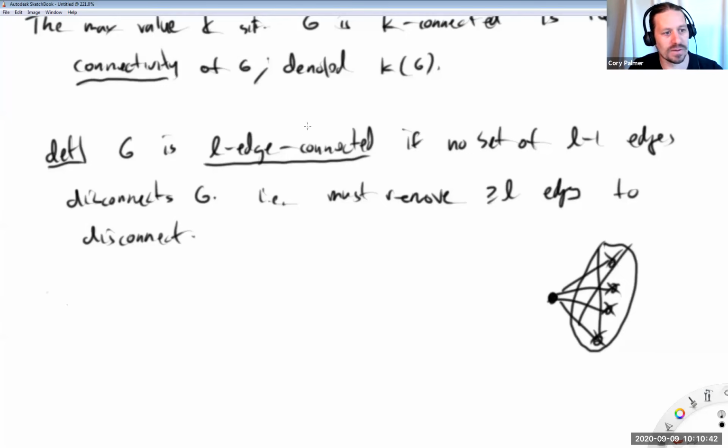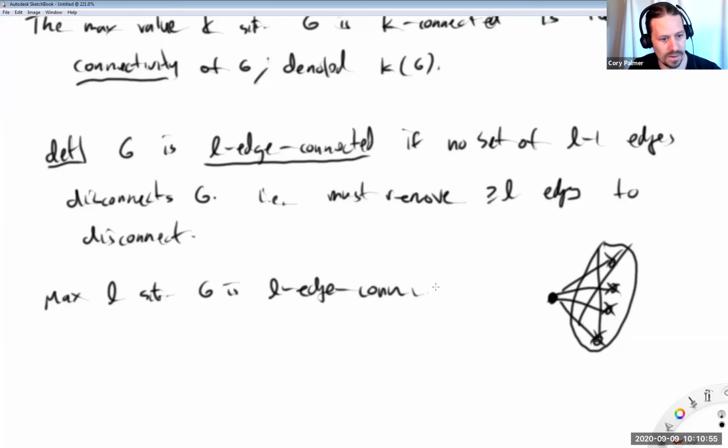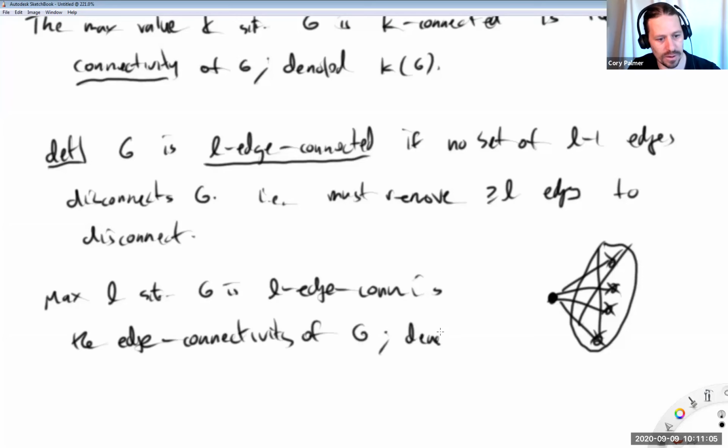Okay. And then there's the edge connectivity. That's just the largest L for which you're L edge connected. So the max L such that G is L edge connected is the edge connectivity of G. And it's denoted lambda of G. Other textbooks sometimes use kappa prime or other values like that. We're going to use lambda and kappa for these two.